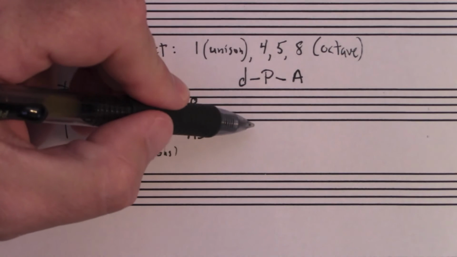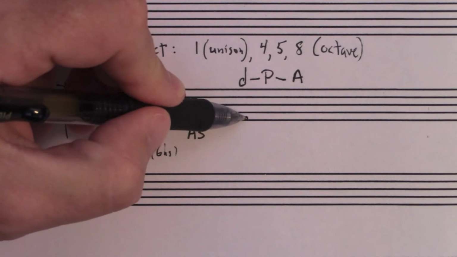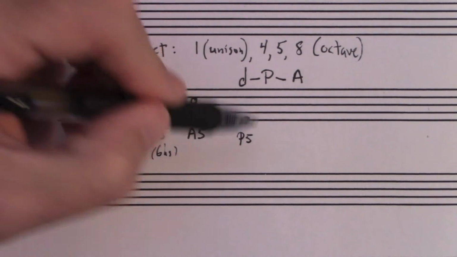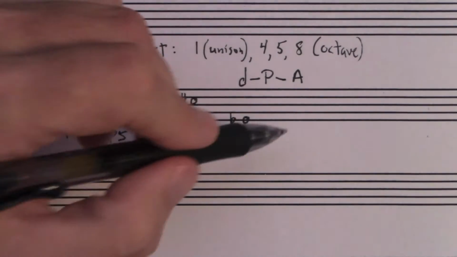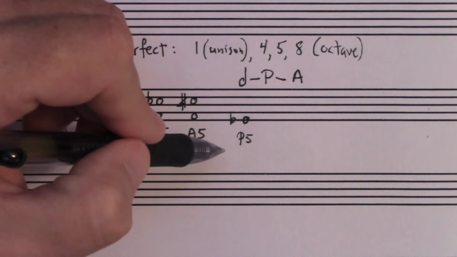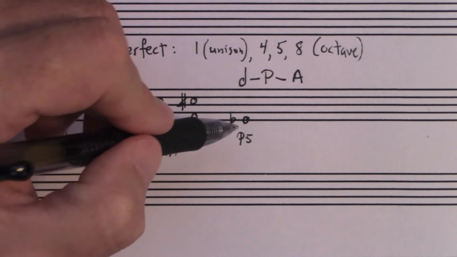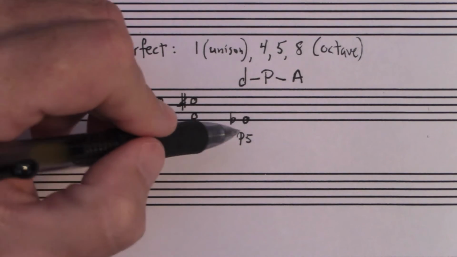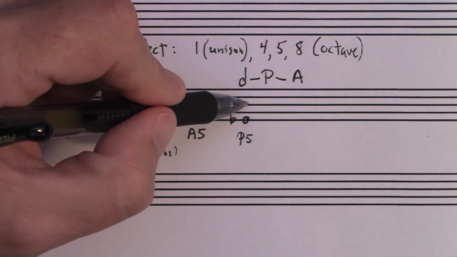Let's write a perfect fifth above E flat. We want a perfect fifth. Step 1. What letter is it going to be? Okay, write the note first. So E, F, G, A, B. It's going to be some sort of a B.